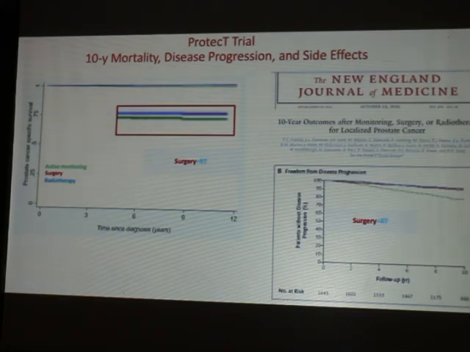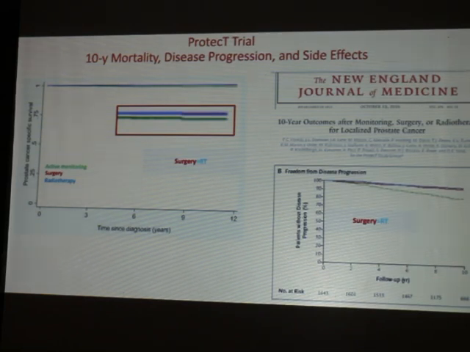One is active surveillance, where you do nothing, just watch. The other arm was normal radiation. The third arm was surgery. At the end of 10 years, surgery was not better than active surveillance in terms of overall survival. The number of people alive at 10 years with surgery was the same as with active surveillance. If you don't do anything, the patient will still survive. If you do surgery or radiation, the patient will also survive.